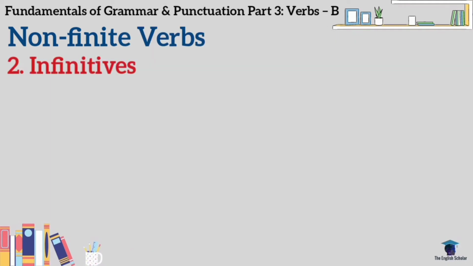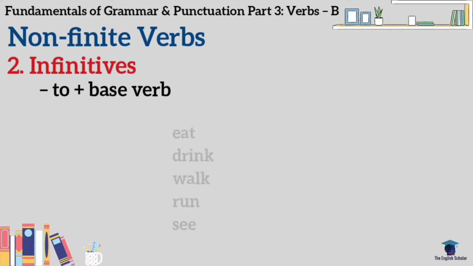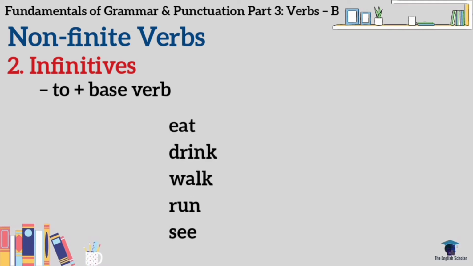Next, infinitives. Infinitives are the most basic construction of a verb. When we talk of a verb as a general concept, we usually use the infinitive form, which is the unchanged base form of the verb plus the particle to. Let's have a few base forms of verbs, and we'll use them for our examples. We have eat, drink, run, walk, and see. To make infinitive verbs, we put the particle to before these base verbs. So they will turn into to eat, to drink, to walk, to run, to see.